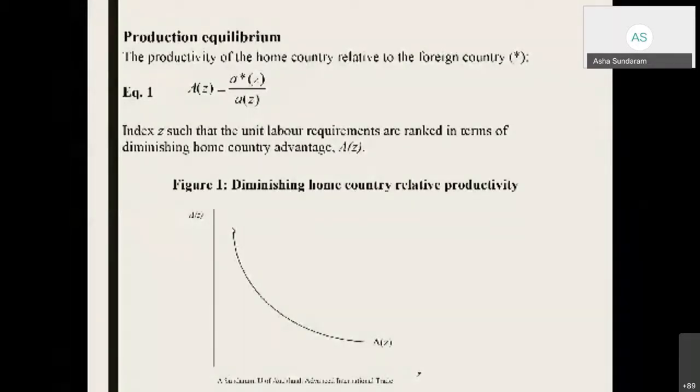And as you can see, A of Z is a downward sloping curve. Why is it downward sloping? Because we have indexed Z such that the unit labor requirements are ranked in terms of diminishing home country advantage. So as Z goes up, capital A of Z goes down. That's why this is a downward sloping line. And as we know, as A goes up, home becomes less and less productive. So this is diminishing home country advantage.